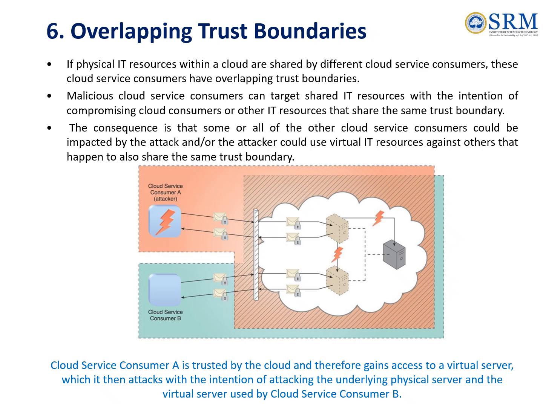Similarly, in cloud environments, one malicious cloud consumer may target shared resources with the intention of affecting other users sharing the same infrastructure. Now look at the diagram. Cloud service consumer A is trusted by the cloud provider and gets access to a virtual server. But instead of using the resources properly, the attacker uses that access to attack the underlying physical server and the virtual server used by cloud service consumer B. So even though consumer B is not directly attacked initially, the shared trust boundary causes the impact to spread to other users also.